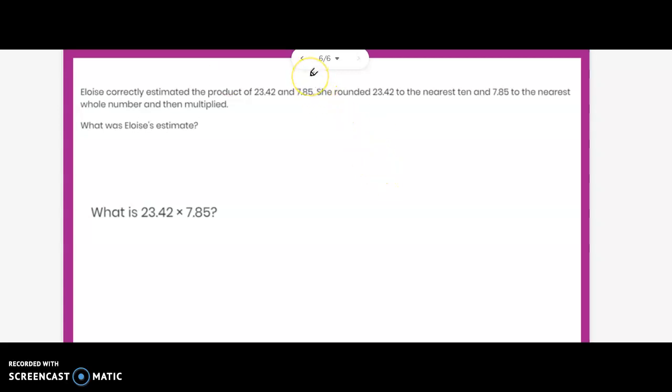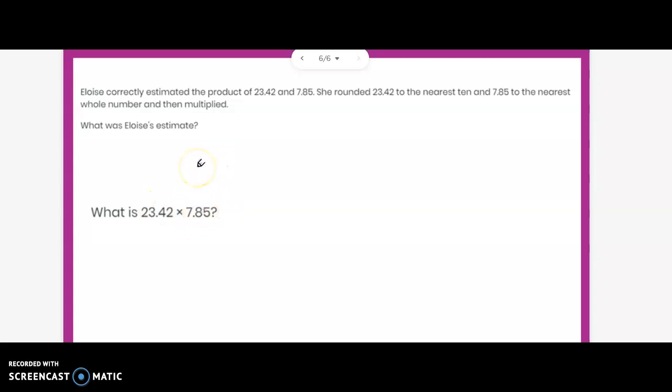Let's look at question number 6 in Classkick for today. It says Eloise correctly estimated the product of 23 and 42 hundredths and 7 and 85 hundredths. She rounded 23 and 42 hundredths to the nearest 10 and 7 and 85 hundredths to the nearest whole number and then multiplied. What was Eloise's estimate? And then down here it says, what is 23 and 42 hundredths times 7 and 85 hundredths? So they want us to do the actual multiplication.